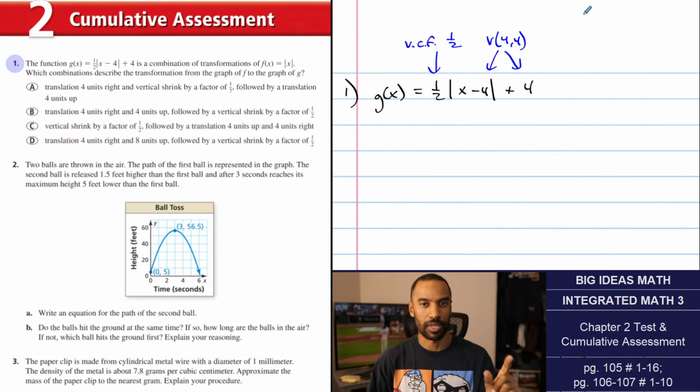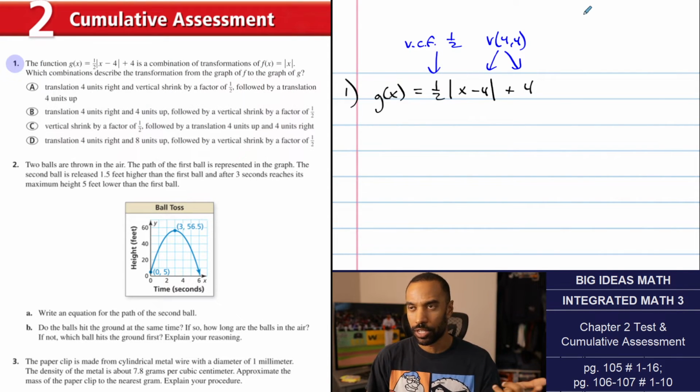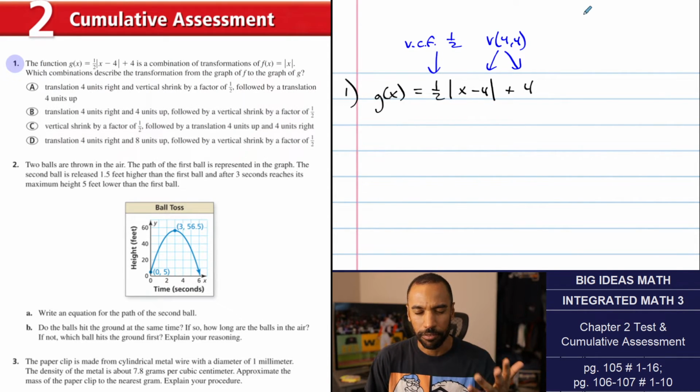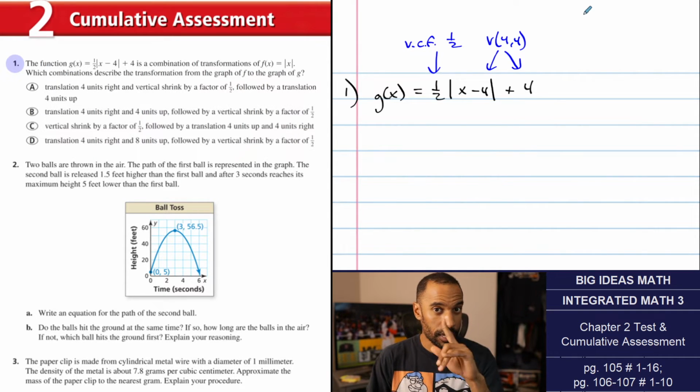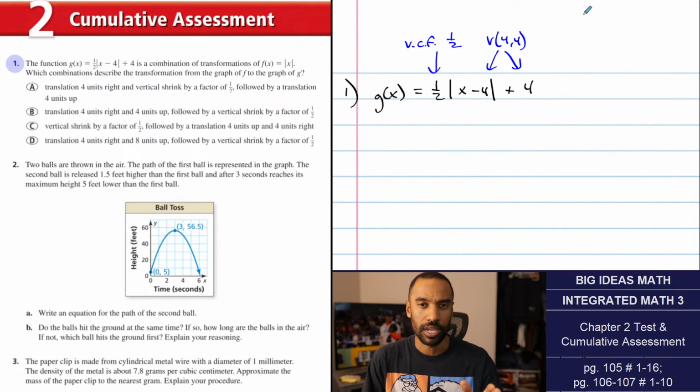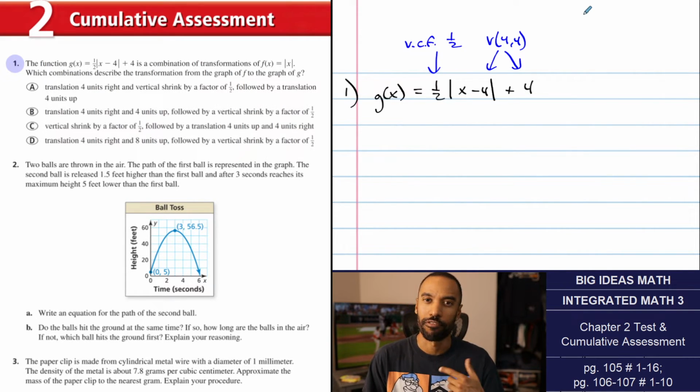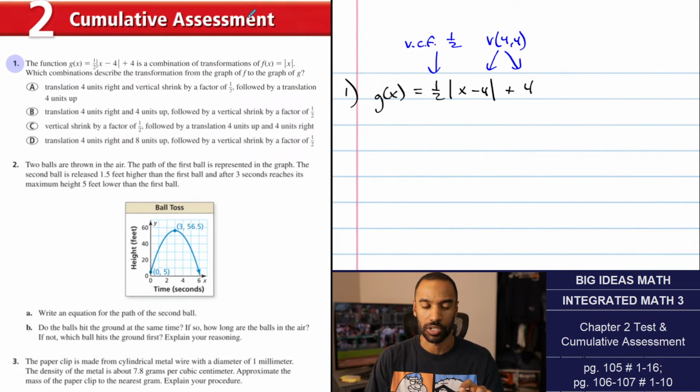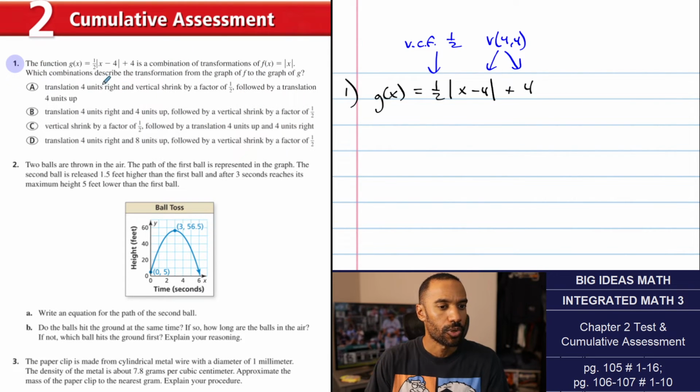So I'm looking for something where they say the graph of g is a vertical compression or shrink by a factor of 1/2, followed by a translation 4 units right and 4 units up. We're looking for something like that. And in that order, the compression first, not the translation first. So let's see. Translate 4 units right, vertical shrink by a factor of 1/2, 4 units up.